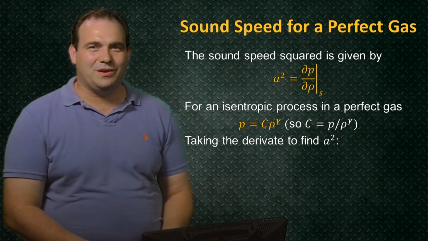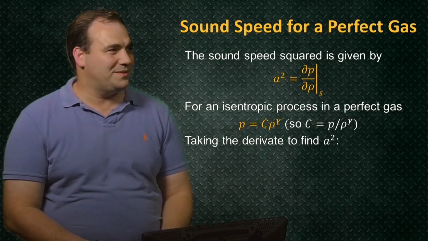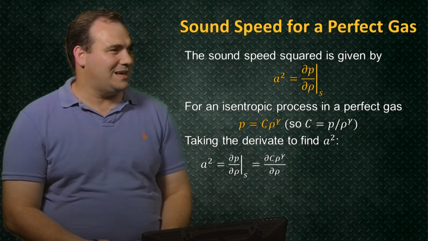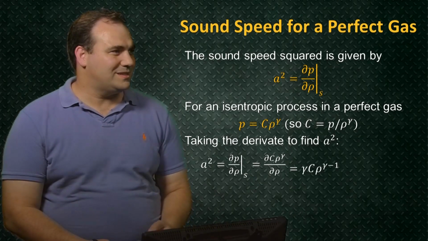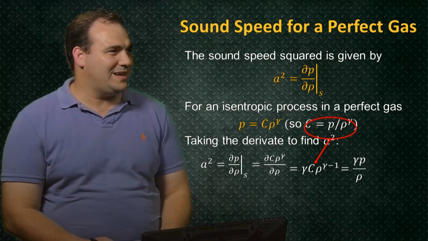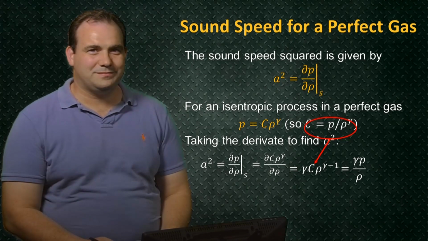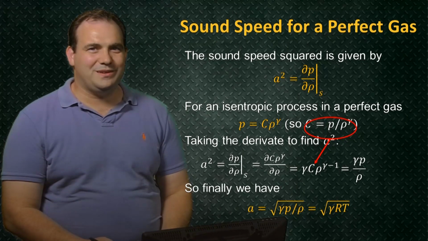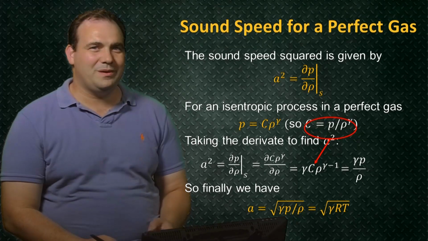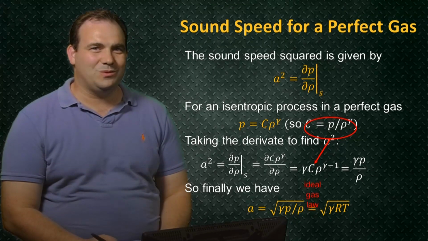Let's take the derivative of this expression for P to find the sound speed. A squared is ∂(Cρ^γ)/∂ρ, and that's going to be equal to γCρ^(γ-1). Making use of our expression for the constant C, we can simplify this to obtain γP over ρ. Taking the square root of this, we finally obtain a simple expression for the sound speed. A equals the square root of γP on ρ, or making use of the ideal gas law, the square root of γRT.